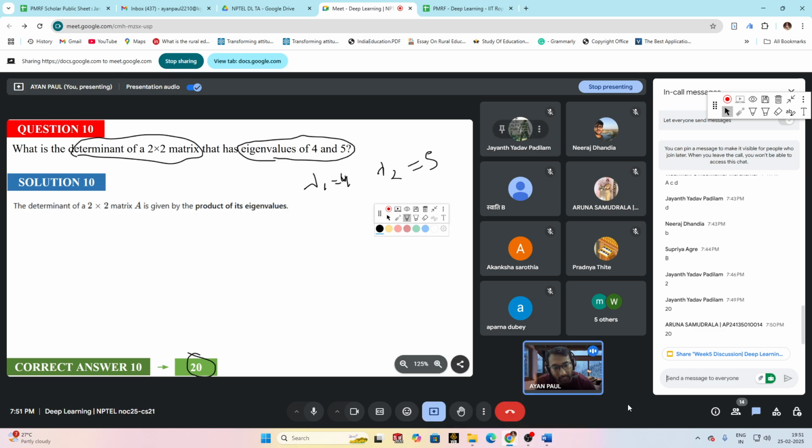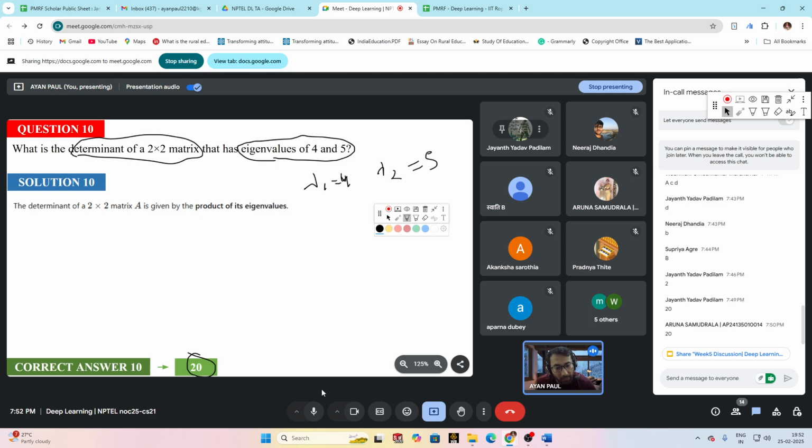And second is all the properties of the principal component. Why are we projecting onto the eigenvectors? What is the role of eigenvalue in principal component analysis? All these things, take a look at them. So this is the end of the class.